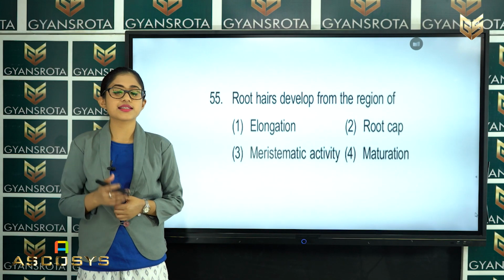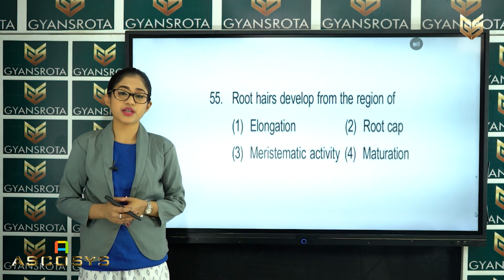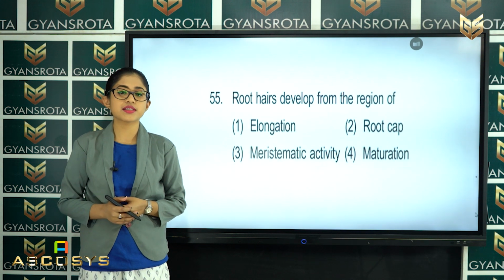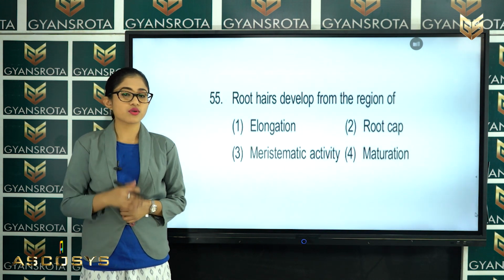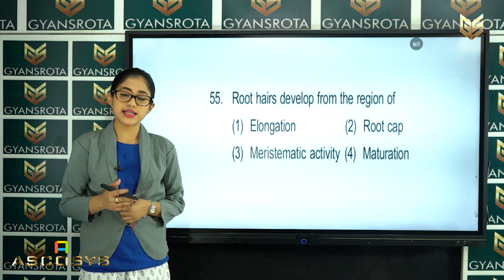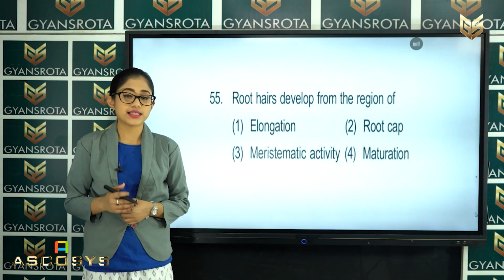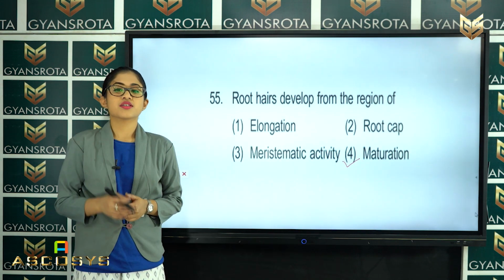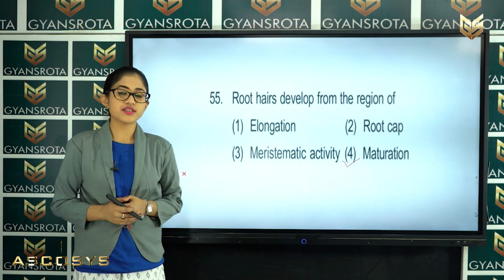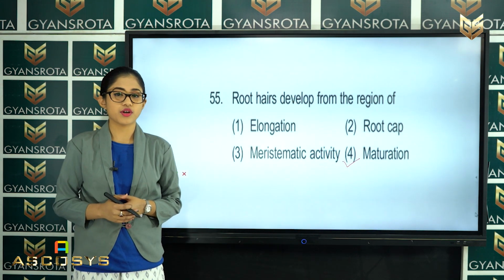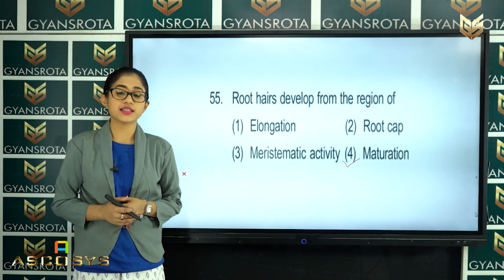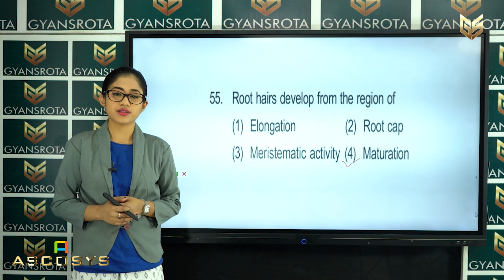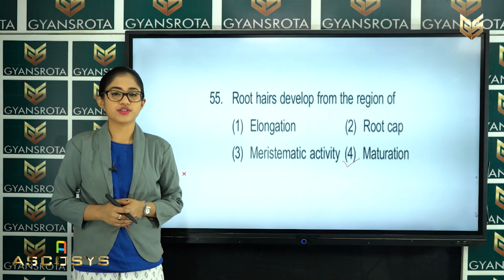So I hope you can answer these questions. This is from the chapter morphology of the flowering plants, and there we have discussed the regions of roots. So which among them is the correct answer for this question? That is the option number 4. So from the region of maturation, root hairs are developed. I hope you have remembered that chapter very clearly. For more details, you can refer to that chapter. Now let's see the next question.